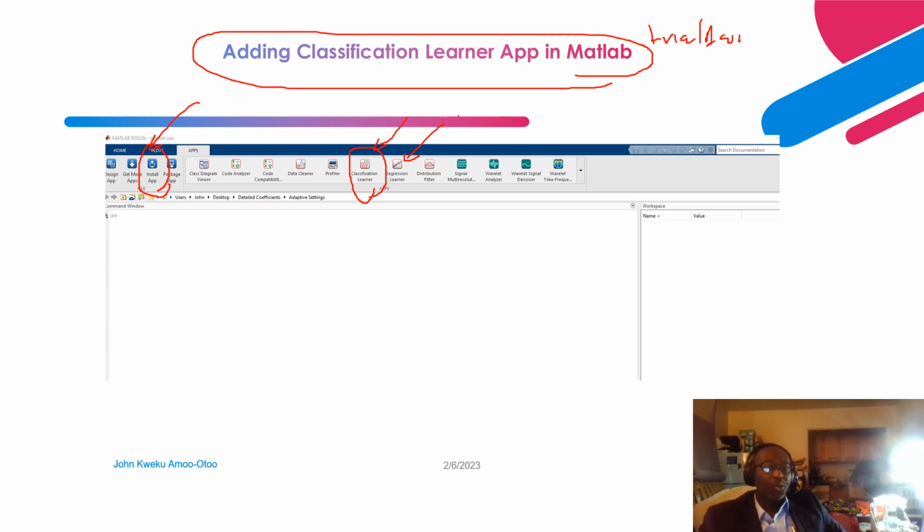Once you install the classification learner app successfully, this is what you're going to see in the app section of your Matlab software. This is Matlab 2022B, which was the last 6 months of the 2022 year. They haven't come up with the newest release for 2023 yet. I'm pretty sure when they do, it's going to be 2023A. That's how it goes.